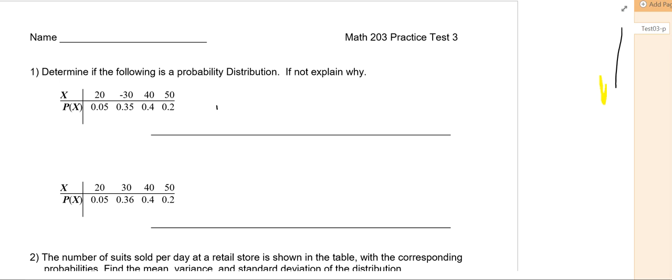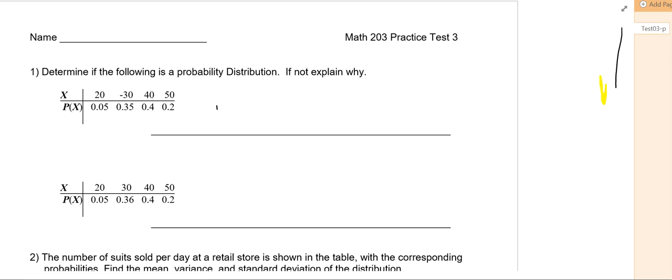My suggestion is that you work the problem, then watch the video to see what I get for an answer. For number 1, I'll give a pause to allow you to stop the video, but I'm going to continue on. Determine if the following is a probability distribution.